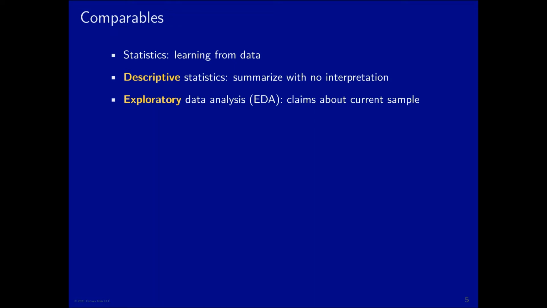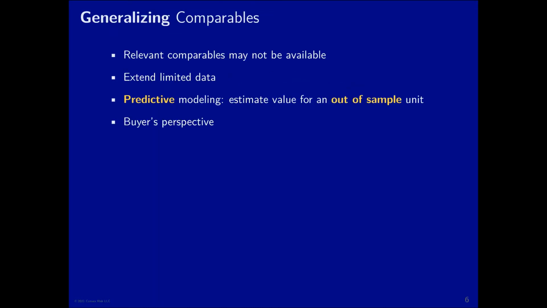And then we might do some more exploratory data analysis, which is really making claims about the current sample of data that we've got. So that characterizes exploratory statistics. But obviously in this situation, that's not good enough for us. It's very unlikely that the particular house we've selected has been recently transacted. And so we need to generalize from these comparables because our house is going to be similar to, but not identical to, other houses that have sold. So we are facing a problem of predictive modeling. We are trying to estimate the value for an out-of-sample unit or observation.